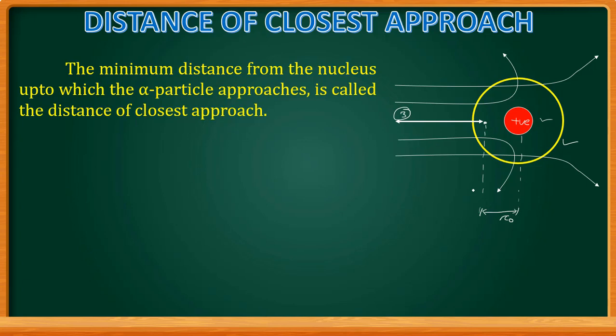Let us write the charge of the alpha particle is plus 2e, and the charge of the nucleus we can write as plus Ze. Yes or no? After that, if K alpha is the kinetic energy of the projected alpha particles, then at this point the kinetic energy of the alpha particle completely changes to electrostatic potential energy.